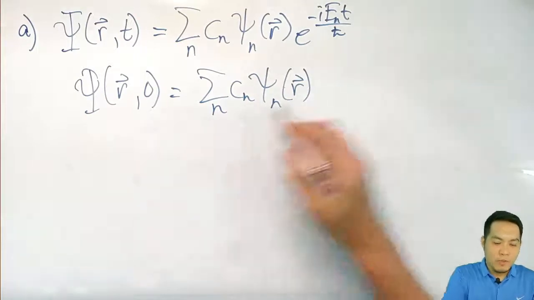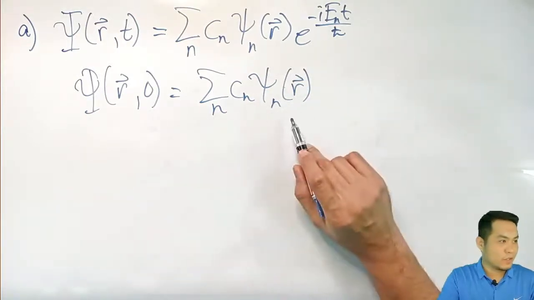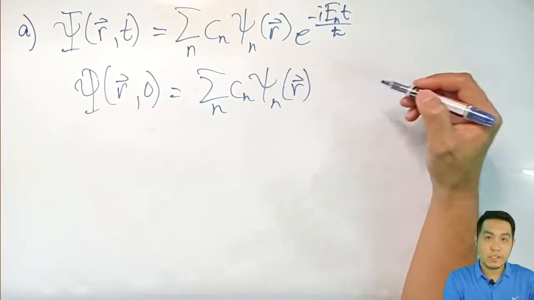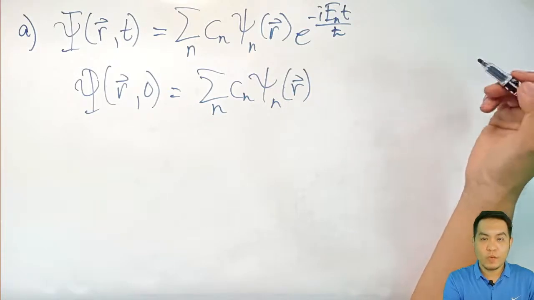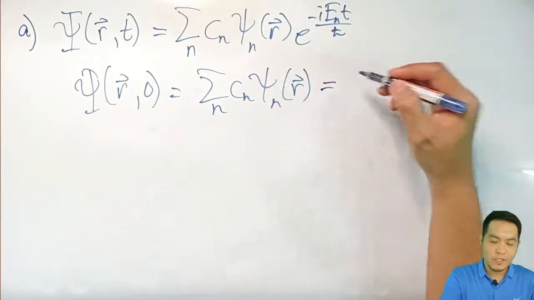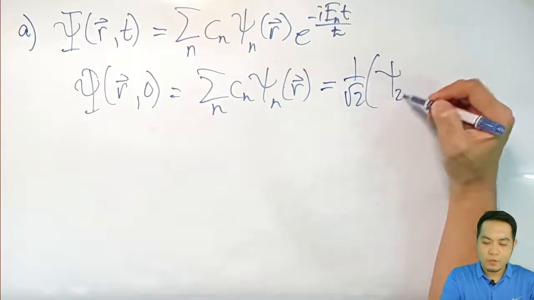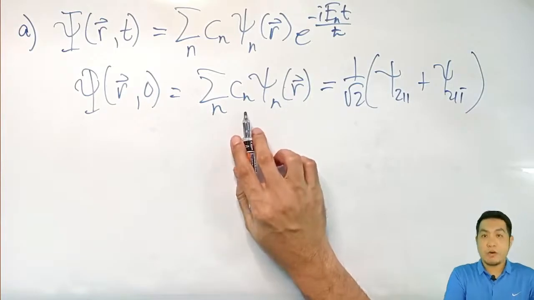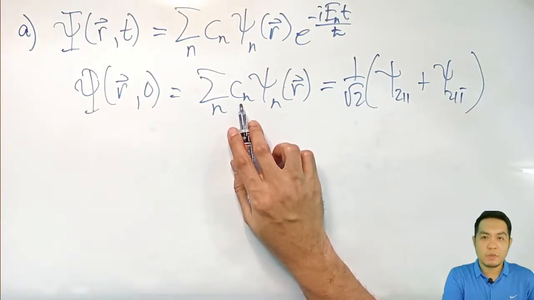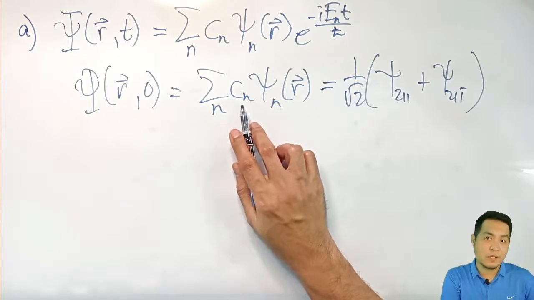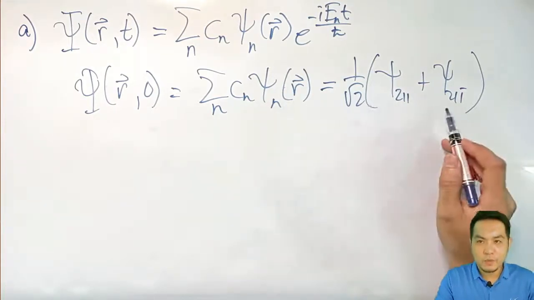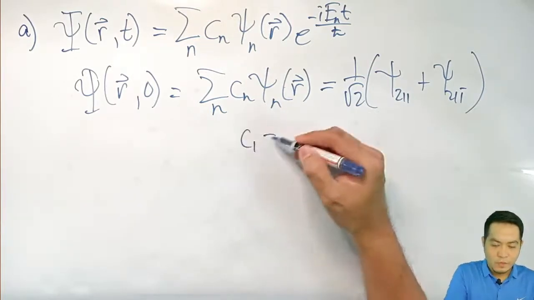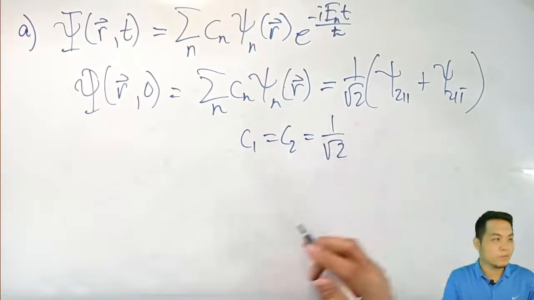And our wave function is actually now written in terms of this. So you will have 1 over square root of 2, and then psi 2 1 1 and psi 2 1 negative 1. So since this is written as 1 over square root of 2, psi 2 1 1 plus psi 2 1 negative 1, the linear combination coefficients are now obvious. C1 is 1 over square root of 2, and C2 is also 1 over square root of 2.